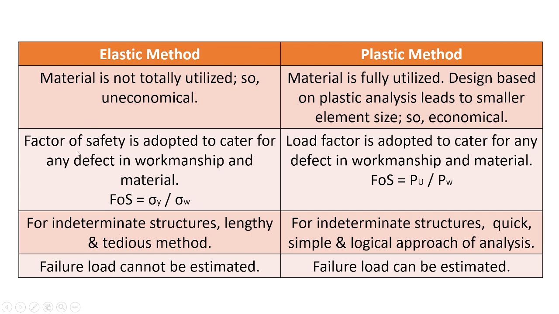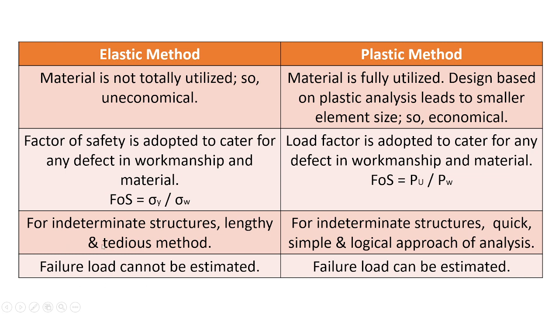Now in elastic method, the factor of safety is adopted to cater for any defect in workmanship and material. So factor of safety is given as yield stress sigma y divided by working stress sigma w. Whereas in plastic method, the factor of safety with respect to load, which is also called as load factor, is adopted to cater for any defect in workmanship as well as material, and the load factor is given as Pu by Pw, that is ultimate load divided by working load.